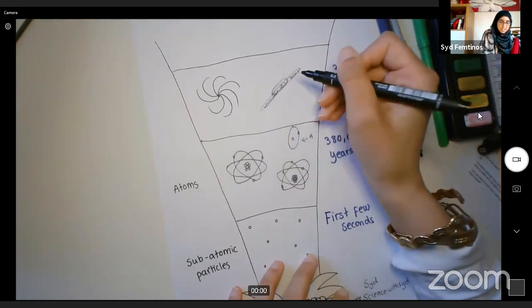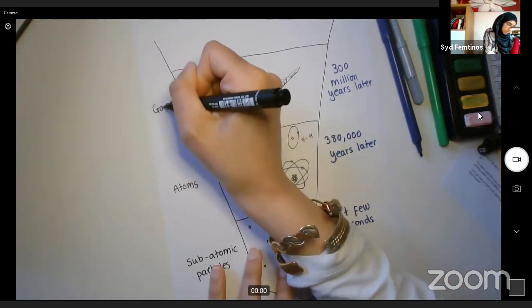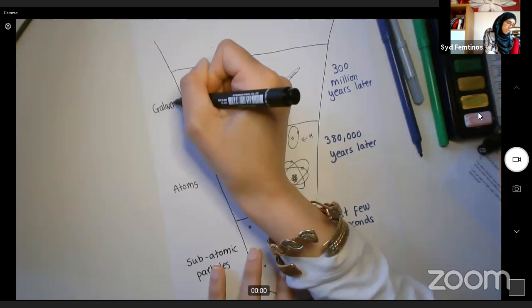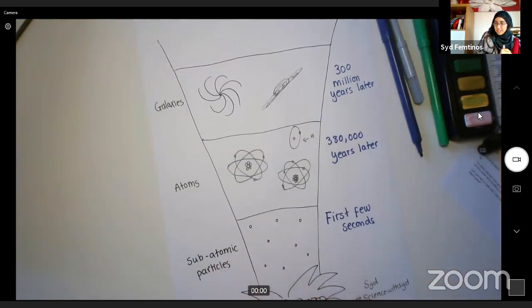So we've drawn lots of different galaxies. So we have galaxies are formed here. So remember, we are in a galaxy as well. We are in the Milky Way galaxy. How cool is that? So our galaxy is called the Milky Way.